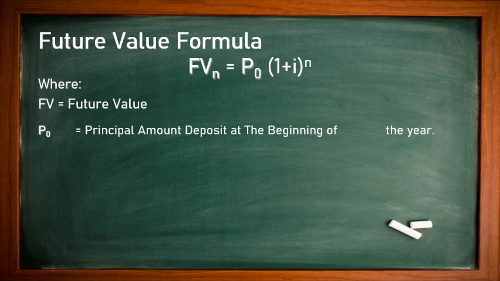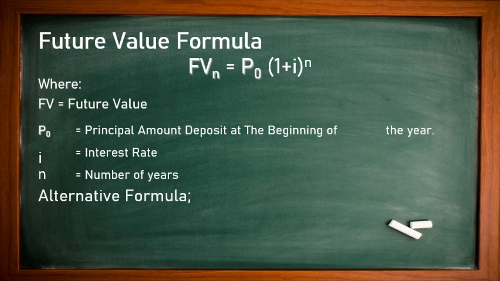P0 is showing the principal amount deposited at the beginning of the year. Then I is the interest rate and n is the number of years. Here we have another formula to calculate the future value. That is known as the alternative formula.